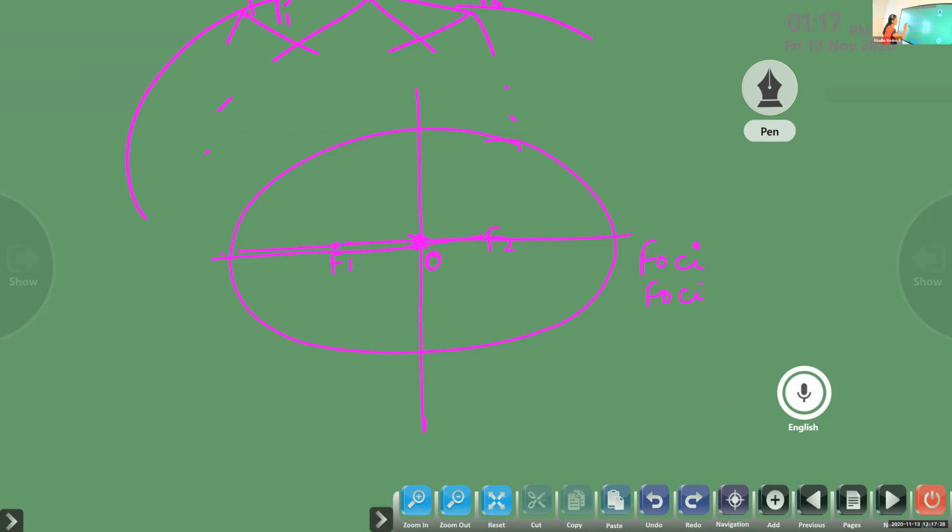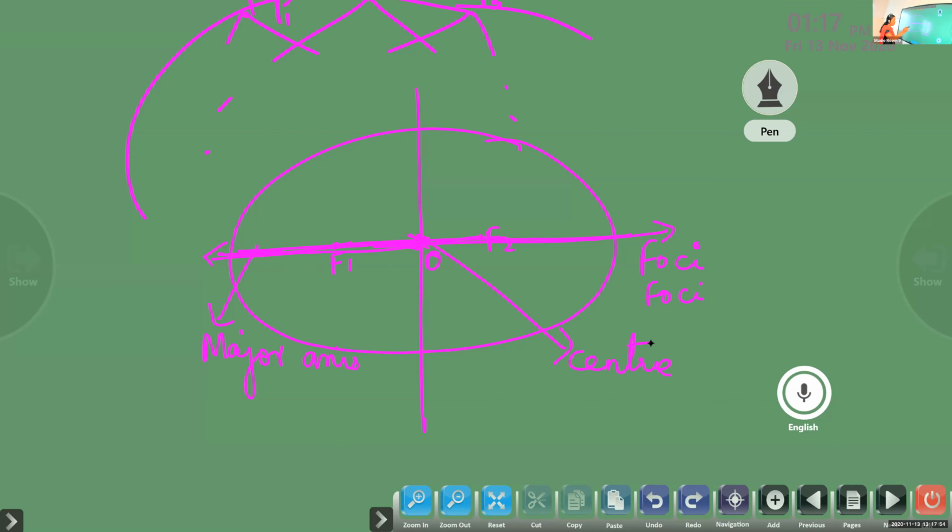Now we extend this line. This line we call the major axis of the ellipse. O is said to be the center of the ellipse.